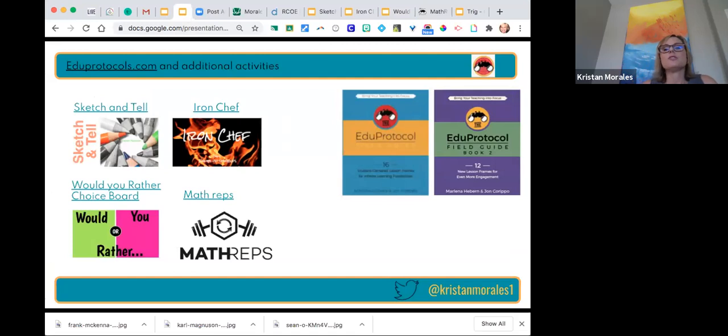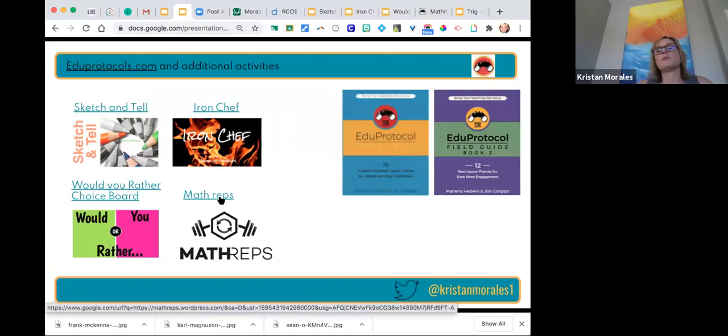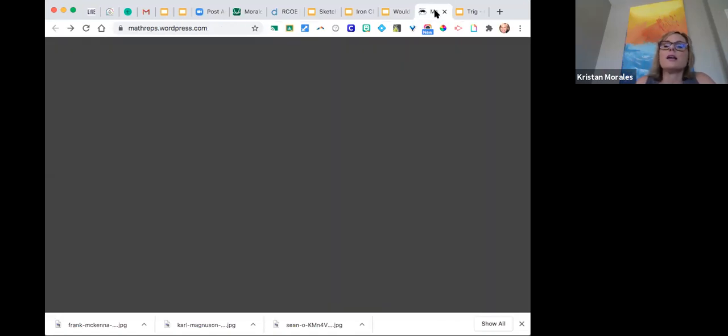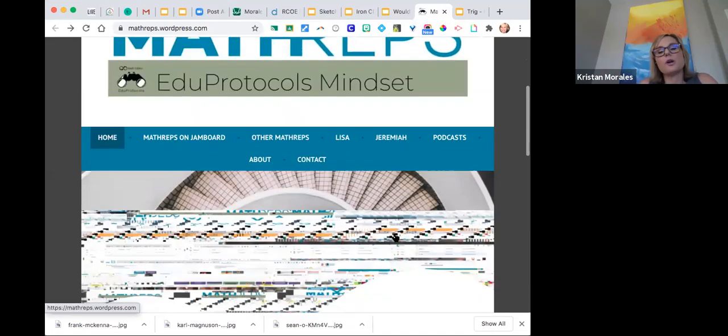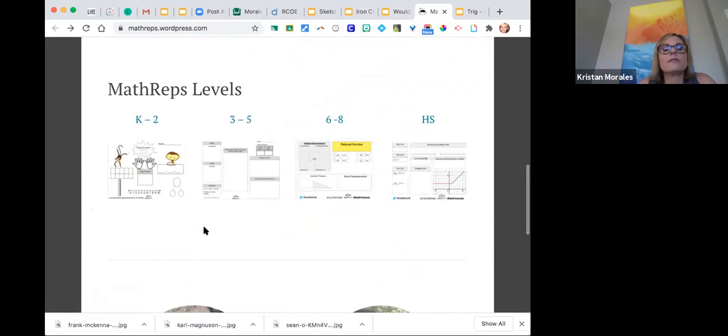Last thing I want to mention is Math Reps. Math Reps is something I'm going to do in my next session, and show you how to use quizzes to really support Math Reps. But my good friend Lisa Nowakowski and Jeremiah Ropp started these Math Reps, and it's part of the EduProtocols book. And there are Math Reps for all different levels.